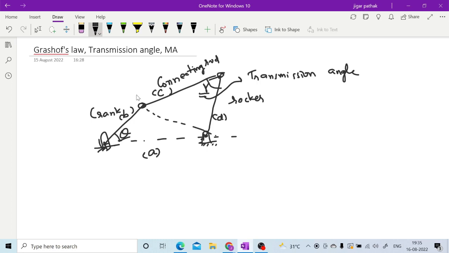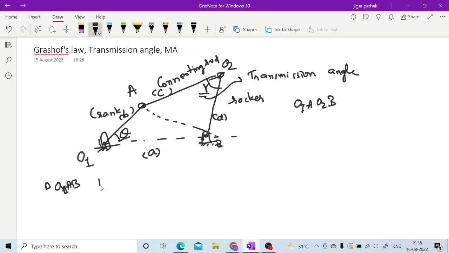Now if you consider this diagonal as AB, and call the full mechanism O1A, O2B, AB is there in both the triangles. If you apply the cosine law in triangle O1AB, you will have AB square is equal to A square plus B square minus 2AB cos theta.